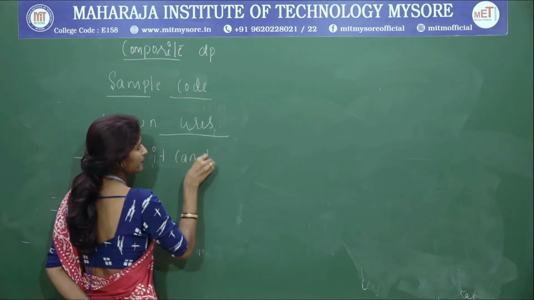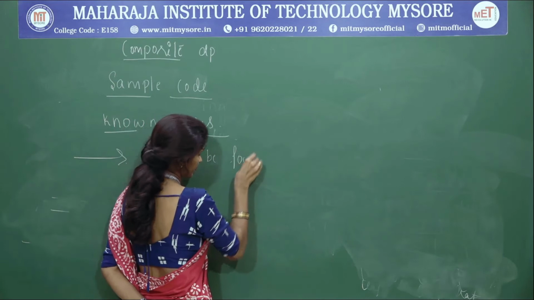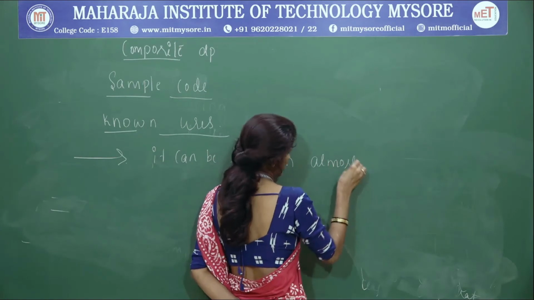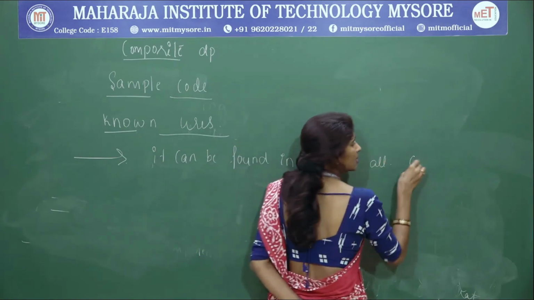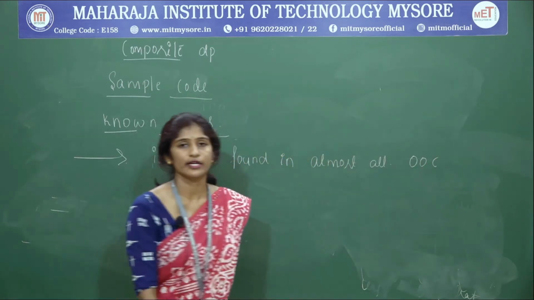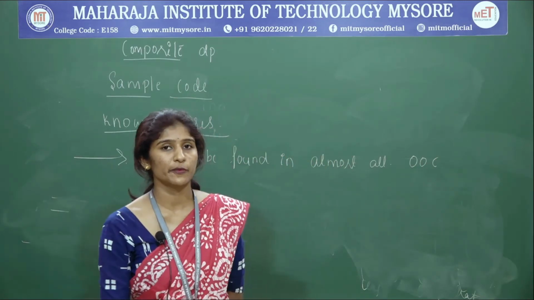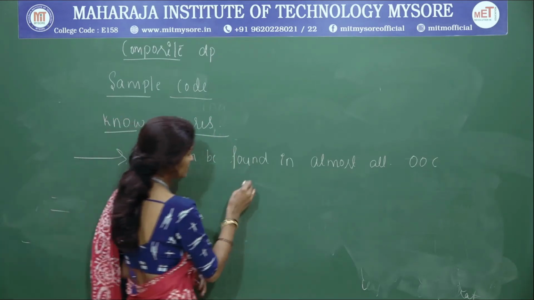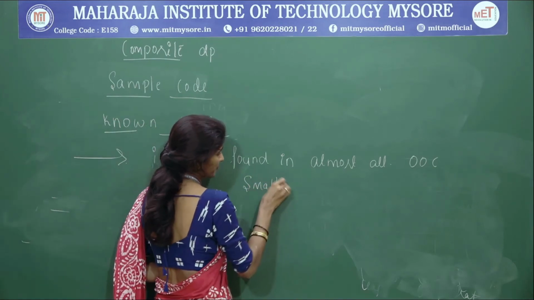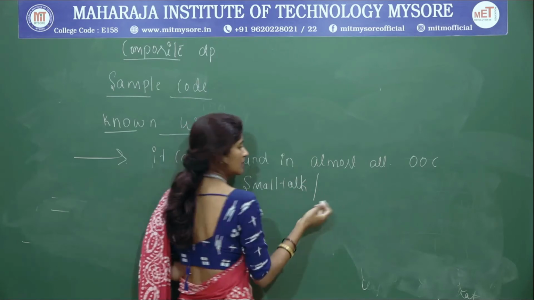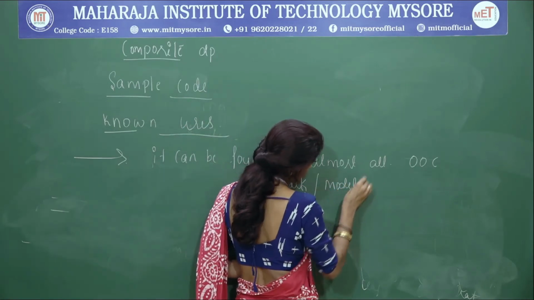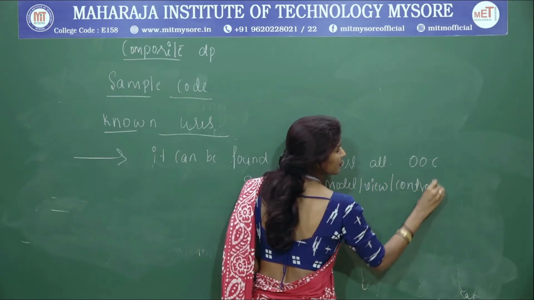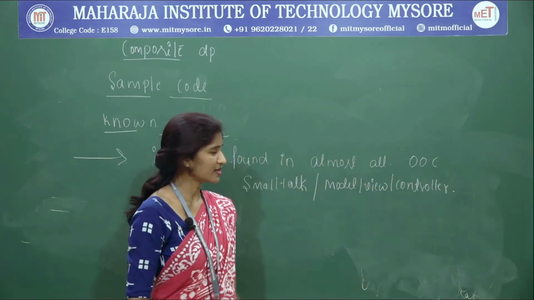It can be found in almost all OOC, I will write, object oriented concept. Almost in all the object oriented programs you can find this composite design pattern. For example, I can tell you the Smalltalk that we used in the first module, that is model, view, controller. These three parts were connected with each other.